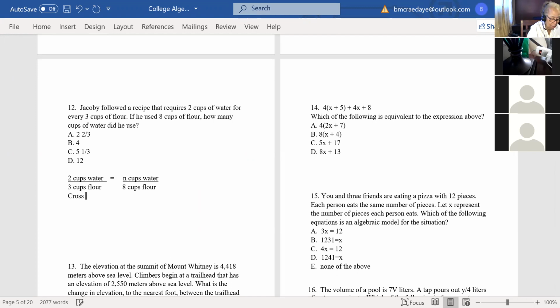Cross multiply. That means you're going to say 2 times 8 and you're going to say N times 3, right? So what would that give you, Audrey? 3 times N would give you what? You got the right answer. So what do you get? 3 times N is 3N, equal. And what's 8 times 2?